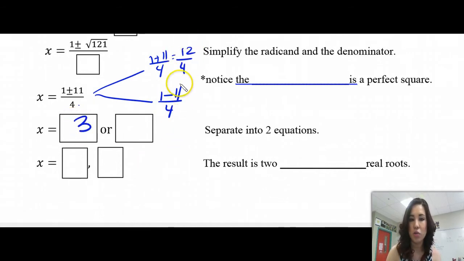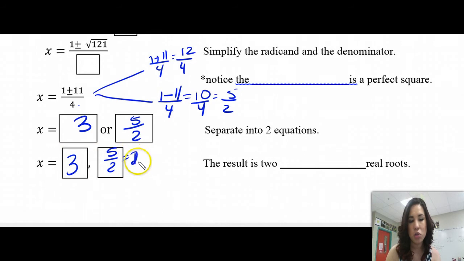Okay, let's go ahead and try the other one. 1 minus 11, that's negative 10, and that's going to be negative 10 fourths, which is the same thing as negative 5 halves. So we could say negative 5 halves. Both of these are solutions. So what did we get? Our final answer is 3 or negative 5 halves, which you could also write as negative 2.5. So the result is 2 real roots.